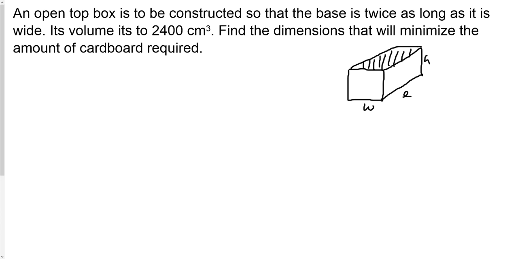Alright, so in this question we have an open top box that is to be constructed so that the base is twice as long as it is wide. Its volume is to be 2,400 centimeters cubed. Find the dimensions that will minimize the amount of cardboard required.